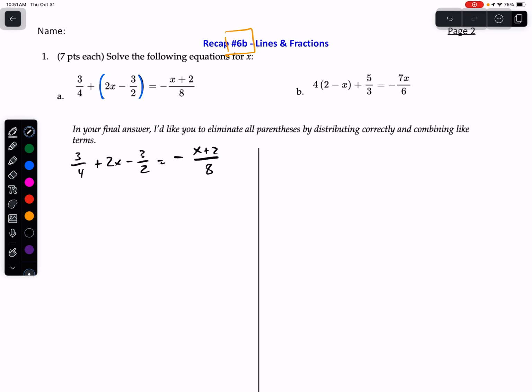If I distribute this positive sign here, it's just plus 2x and plus negative 3 halves. It doesn't change the sign on the 3 halves.